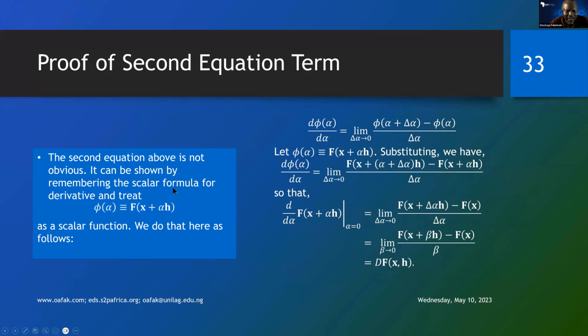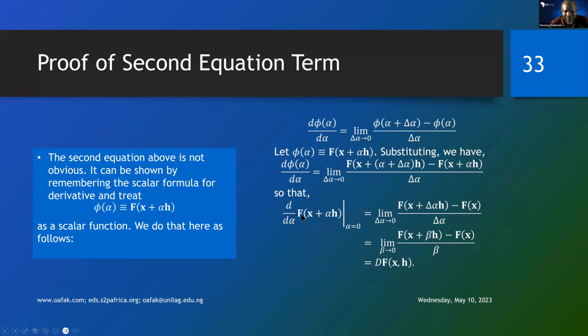If we do it as a scalar function, everything becomes clear because you see that d by d alpha of phi of alpha is the limit as delta alpha tends to 0 of this. This is the definition from the scalar point of view. And if you substitute this for that, you will see that it becomes the limit as delta alpha tends to 0 of f of x plus alpha plus delta alpha h and so on.